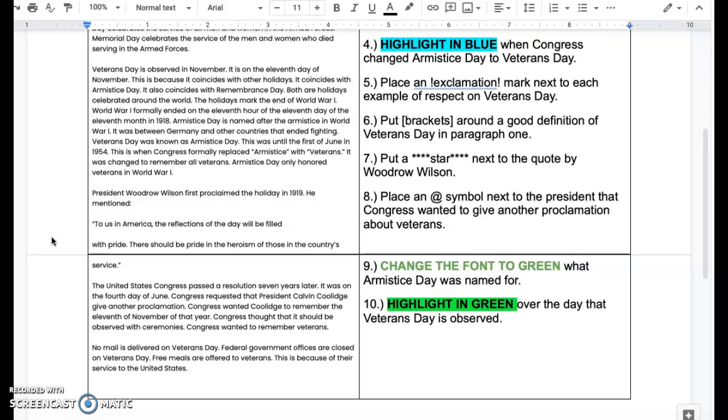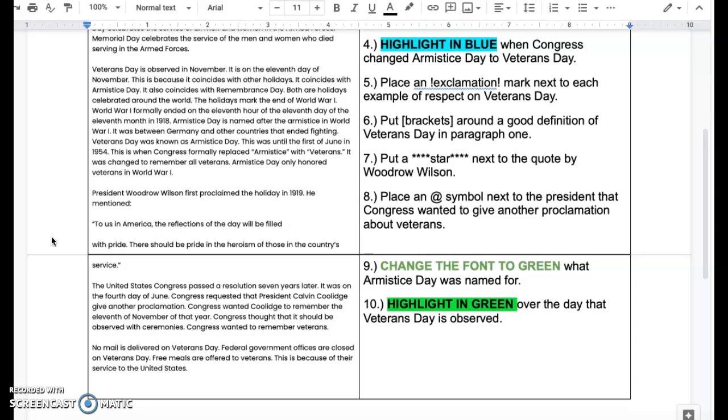Veterans Day is observed in November. It is on the 11th day of November. This is because it coincides with other holidays. It coincides with Armistice Day. It also coincides with Remembrance Day. Both are holidays celebrated around the world. The holidays mark the end of World War I.